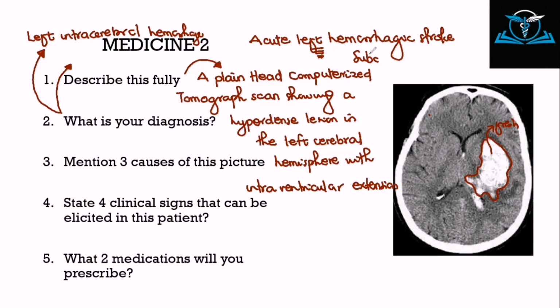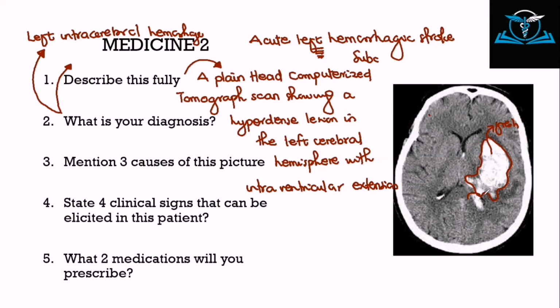That is the answer. Please, if you are shown this in your manned station, candidate, describe this lesion, or describe this x-ray. Sir, please, describe this CT scan or this imaging modality. Sir, please, this is a plain head CT scan showing a hyperdense lesion in the left cerebral hemisphere with intraventricular extension in the inferior horn, isn't it, of the left lateral ventricle.